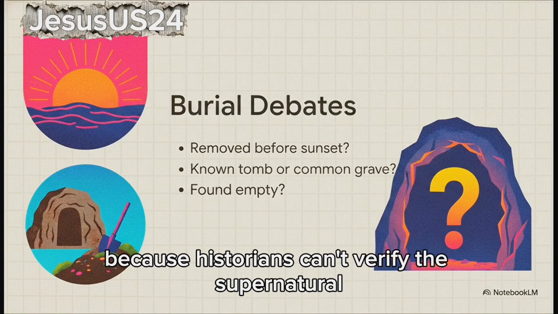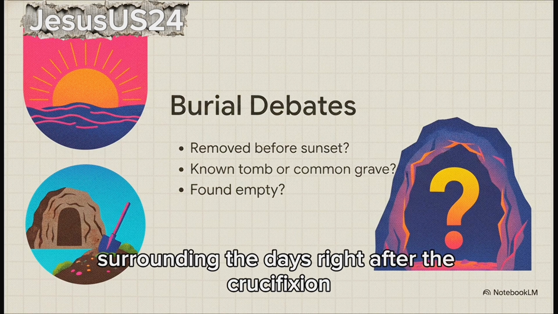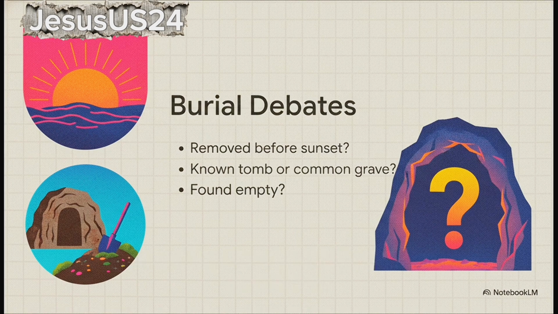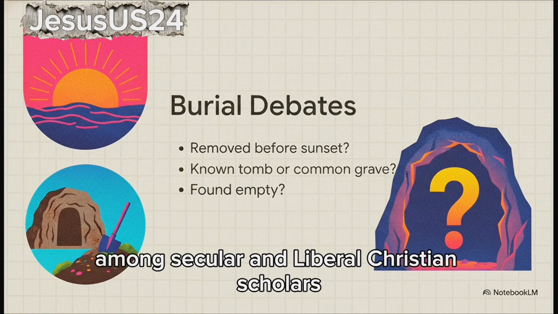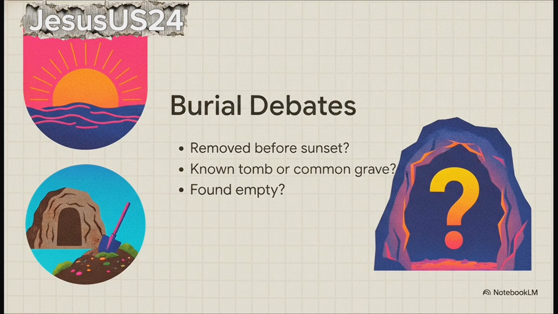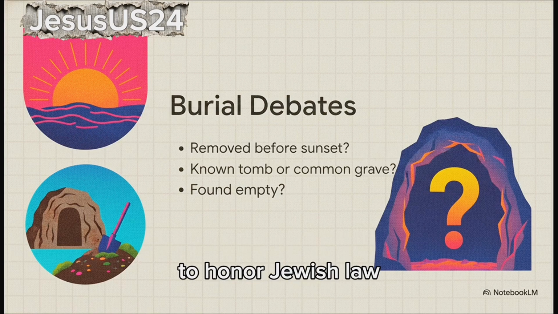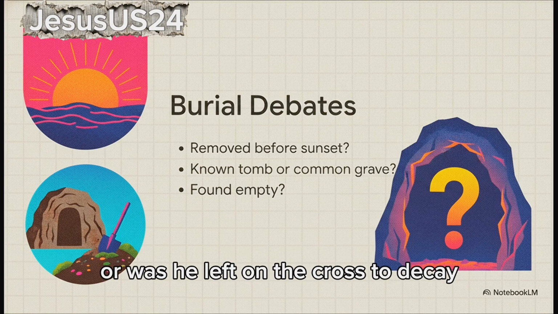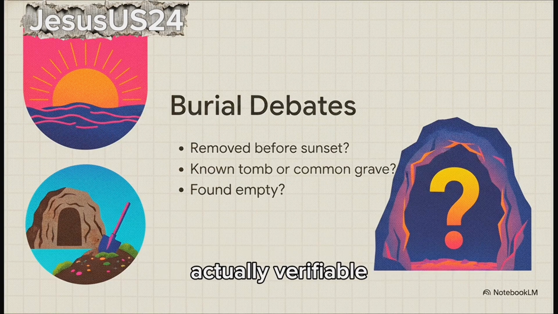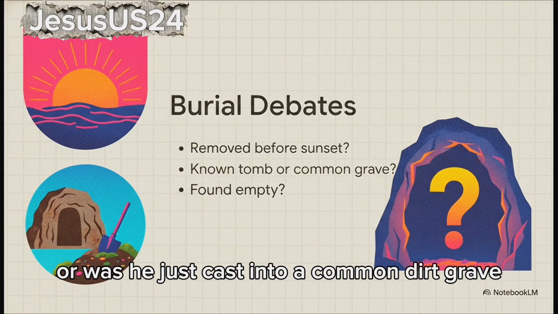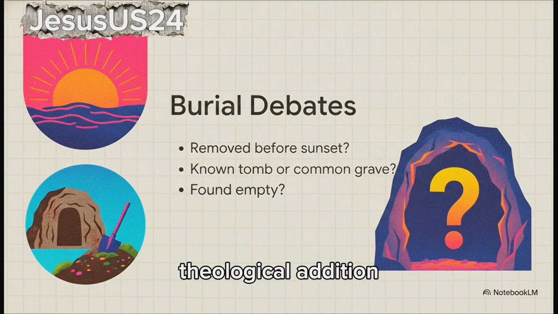Because historians can't verify the supernatural, they hyper-focus on analyzing the natural events surrounding the days right after the crucifixion. And the physical details of that burial remain subjects of massive debate among secular and liberal Christian scholars. Did the Romans actually allow his body to be taken down before sunset to honor Jewish law, or was he left on the cross to decay? Was he buried in a known, specific tomb, which would make an empty tomb narrative actually verifiable, or was he just cast into a common dirt grave, making the whole discovery of an empty tomb a later theological addition?